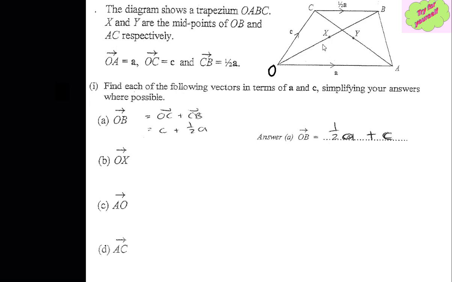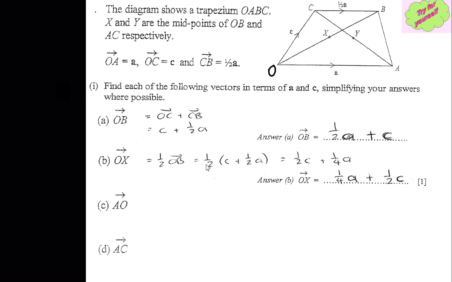OX is halfway. It's basically half of this. So what would happen if you halved this? If you halved that one there, half C plus half A, or half A plus half C, halved, is a half C plus a quarter A. So a quarter A plus a half C. Can you put little lines here, here, here, here, here?